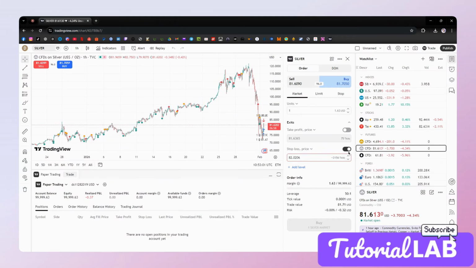Check this, and you can set any amount or quantity you want. This makes sure the trade stops at the amount you set. After that, click this buy, and it will be set automatically.